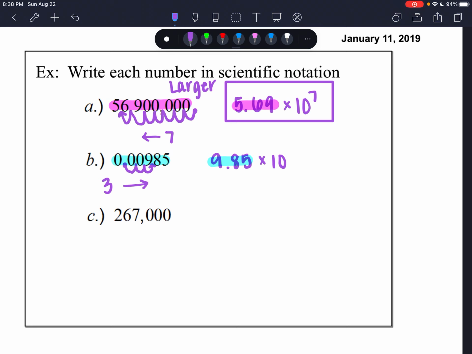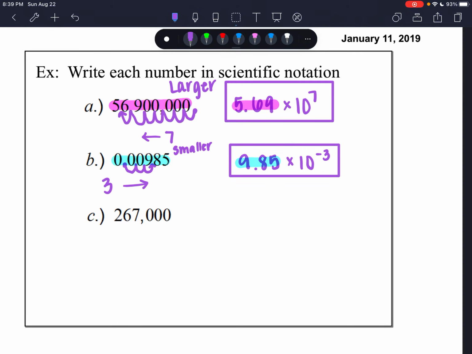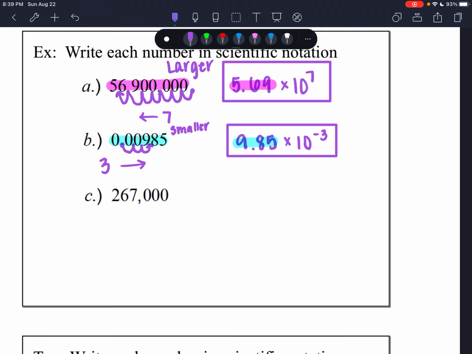Now 0.00985 is smaller than 9.85. So my exponent is going to be a negative integer instead of a positive. And this will be my scientific notation for this problem. Let's do one more example together.